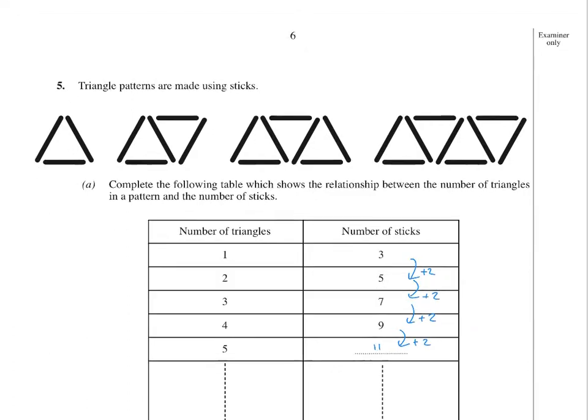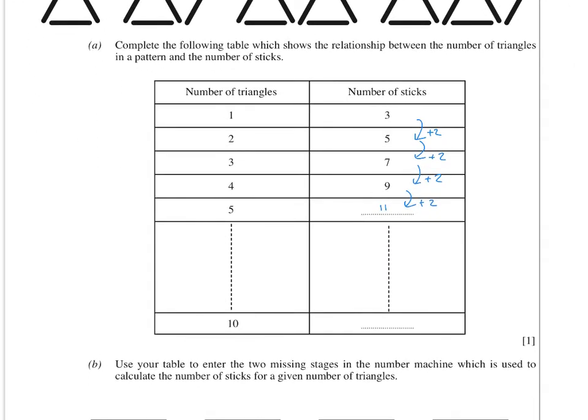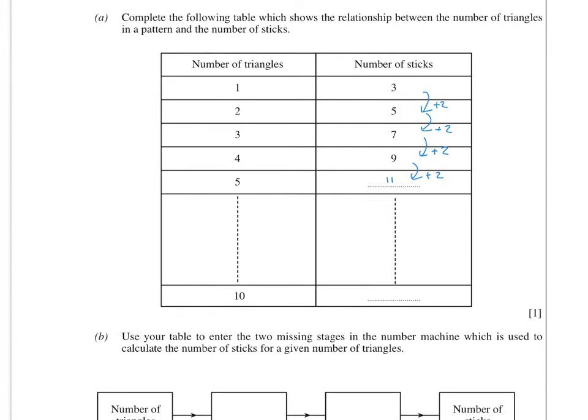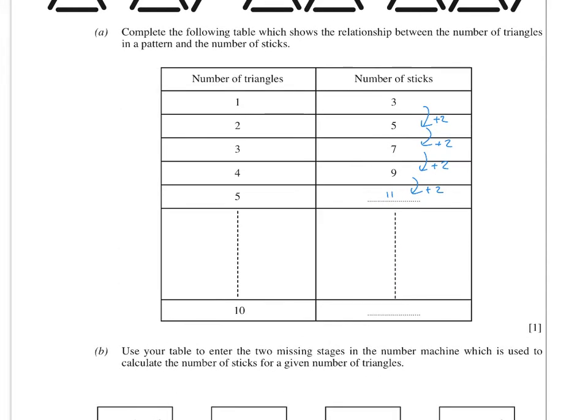The next bit here, it says for 10. Now, I could carry on doing what I'm doing here, but I would try and do something that's a bit quicker than adding 2, adding 2, adding 2. And for me, that would be working out what my nth term is. Now, because I'm going up in 2s, we call that 2n. Okay, so that's this going up in 2s here, 2n.